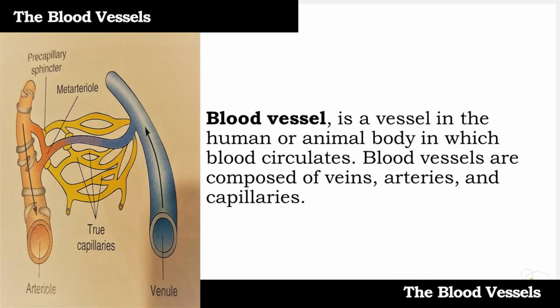The blood vessels. A blood vessel is a vessel in the human or animal body in which blood circulates. Blood vessels are composed of veins, arteries, and capillaries.